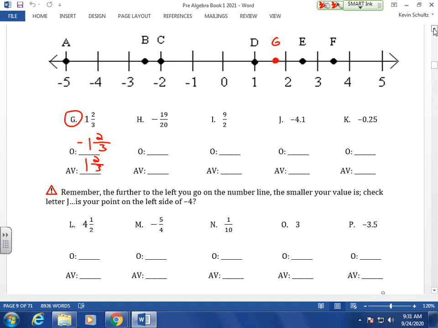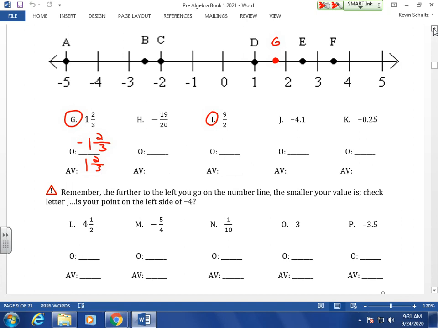Pick another letter you'd like to do. H through P. What would you like? Yeah, I. 9/2. What's the value of 9/2? This one requires a little bit of conversion first, right? What two integers will 9/2 be between? Is it between 0 and 1, 1 and 2, 2 and 3, 3 and 4, 4 and 5? It'll be between 4 and 5.